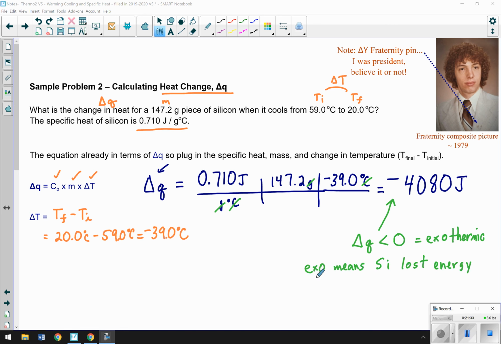And it being exothermic means that our silicon piece lost energy, right? Whenever something's exothermic, the system, which is what we care about, our silicon piece, lost energy. And we know that it lost energy because the temperature went down. It lost heat energy, and as it lost that heat energy to the surroundings, its temperature went down, and it experienced a negative change in heat. Perfect.